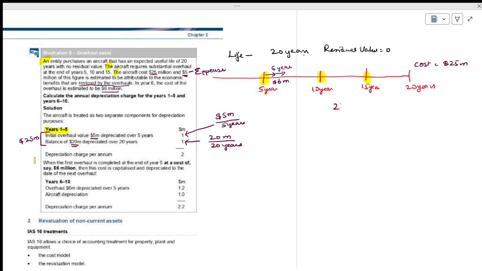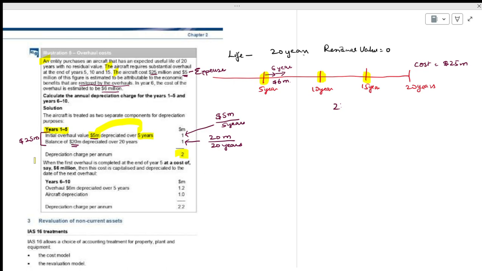We cannot take all at once. We cannot take 5 million in one year. We have to divide this 5 million for how many years? We have to divide this 5 million for 5 years. Now what is happening? Overall it is 1 million. The depreciation is 1 million. The total depreciation charge is how much? 2 million. Okay. This happens from year 1 to 5.